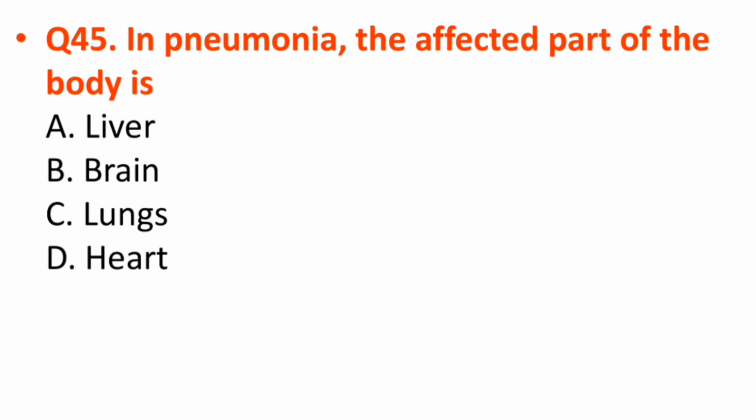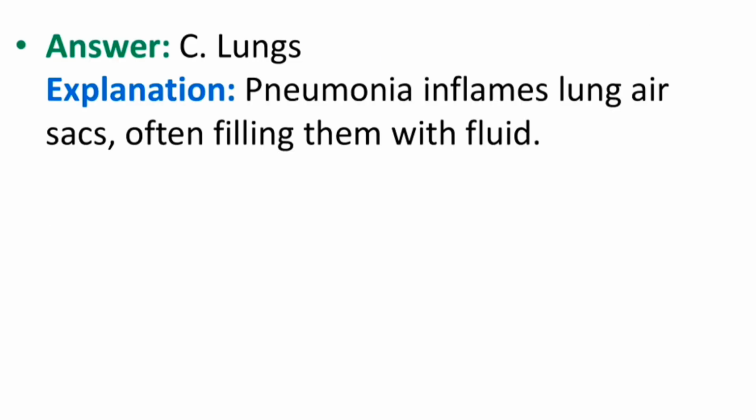In pneumonia, the first affected part of the body is option A liver, option B brain, option C lungs, option D heart. The correct answer is option C lungs. Pneumonia inflames lung air sacs, often filling them with fluid.